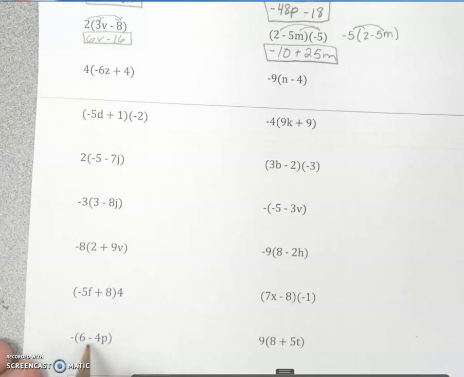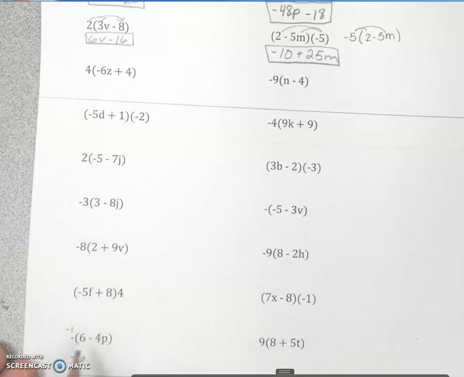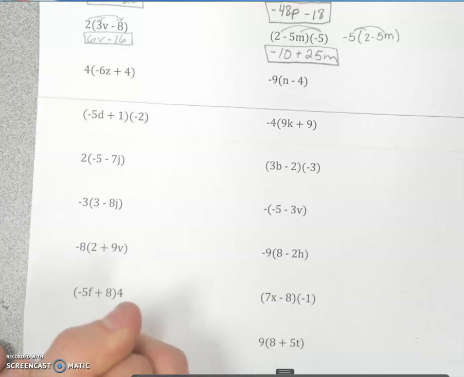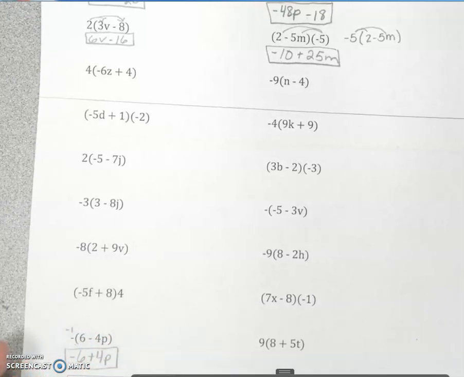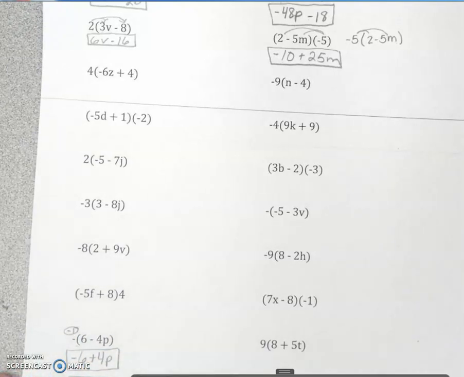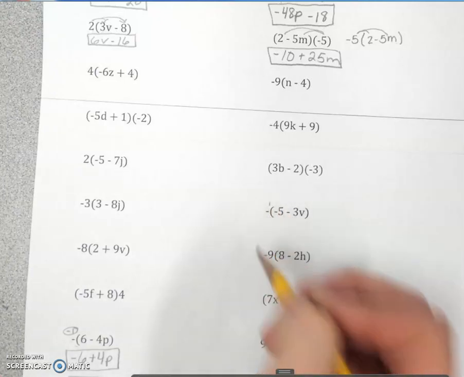Here, let's talk about this one real quick. Negative times 6 minus 4p. That sounds weird saying it that way, but basically you need to remember that there's an invisible 1 right here. Okay? So you would do a negative 1 times 6, which is negative 6. A negative 1 times a negative 4, which is a positive 4p. Okay? Don't forget your negative 1 there. It's an invisible 1.